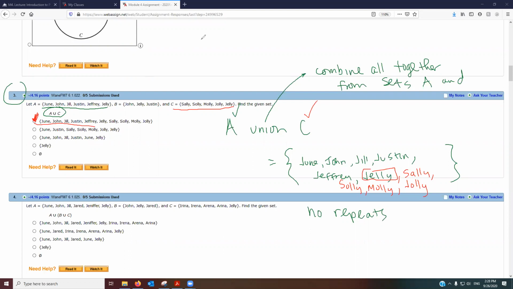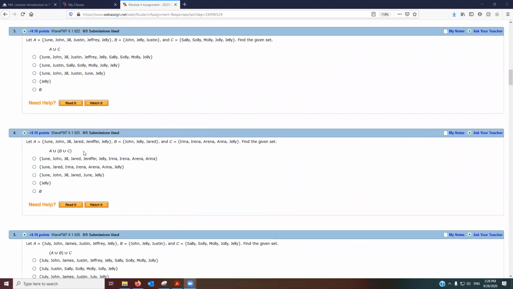All right, let's do another example. Let's go to number 4. Without doing this, I'm just going to comment that when you see set operations with parentheses, you can think of the parentheses like order of operations. I want to do this operation first.